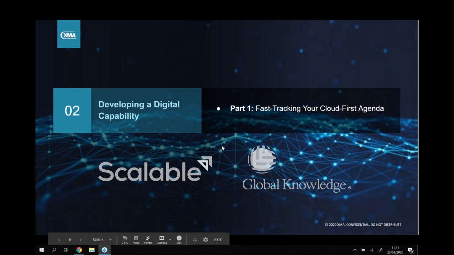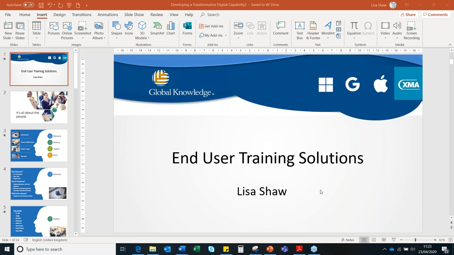Lisa should have screen control. I've got it. Yeah, I have it. Excellent. I can see your screen as well. Can you see my screen? Okay, lovely.